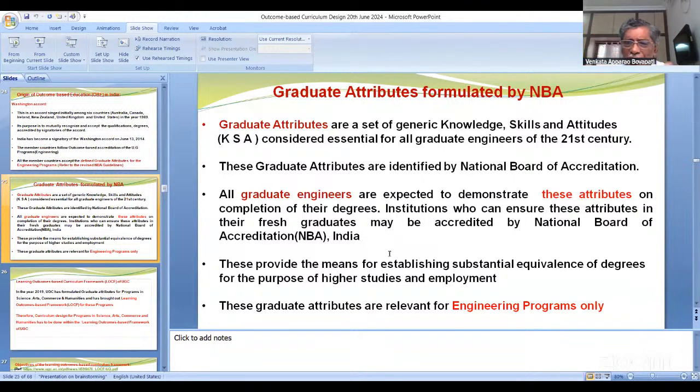These graduate attributes are relevant for engineering programs only, right? Initially. So now there are revised guidelines. According to the revised guidelines, for UG programs, they have fixed 11 program outcomes. For PG programs, they have fixed 10 program outcomes. For MBA, they have fixed only 5 program outcomes, according to the revised guidelines 2023-24.